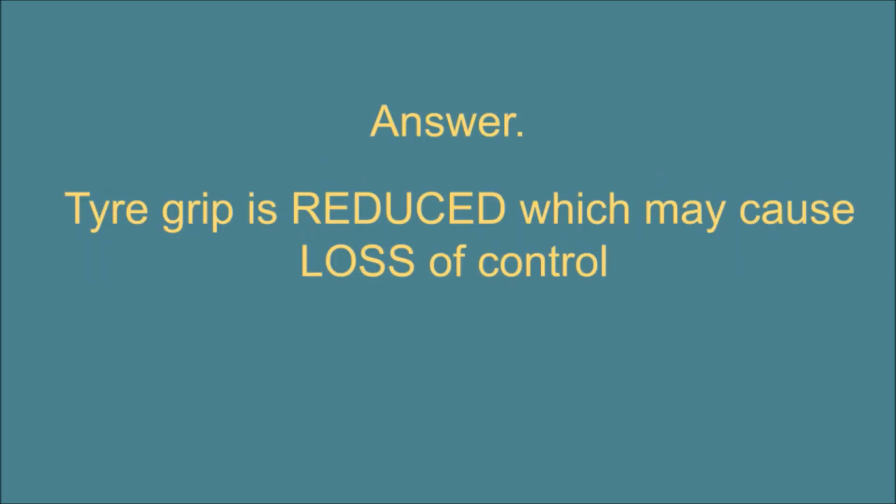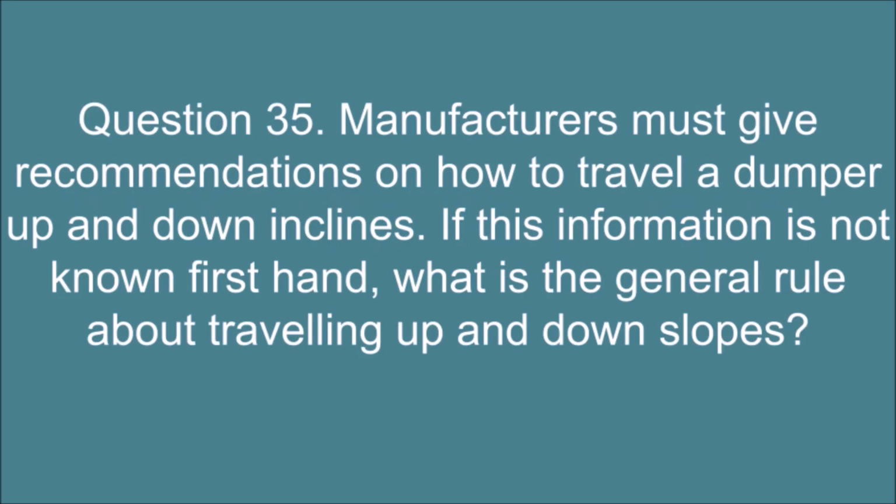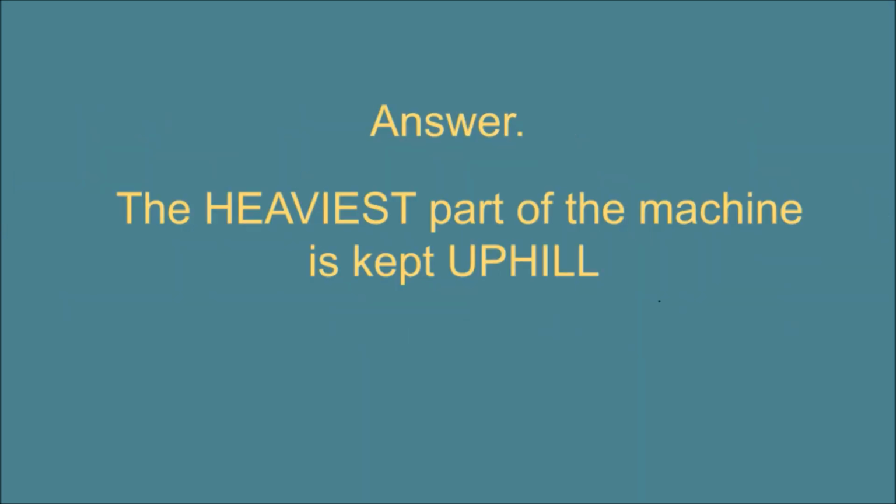Question 34. When traveling on wet clay, what effect does this have on the dumper? Answer: tire grip is reduced, which may cause loss of control. Question 35. Manufacturers must give recommendations on how to travel a dumper up and down inclines. If this information is not known firsthand, what is the general rule about traveling up and down slopes? Answer: the heaviest part of the machine is kept uphill.